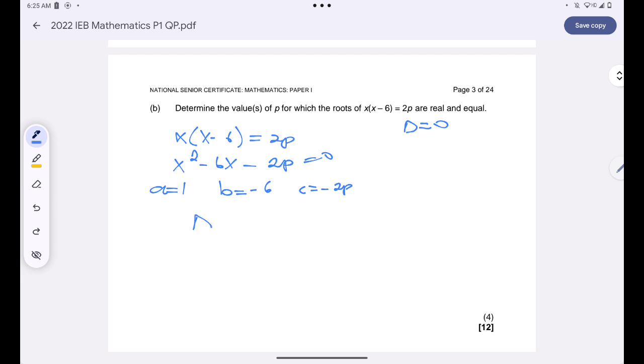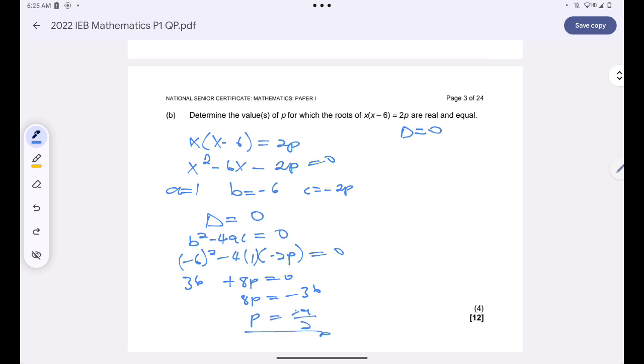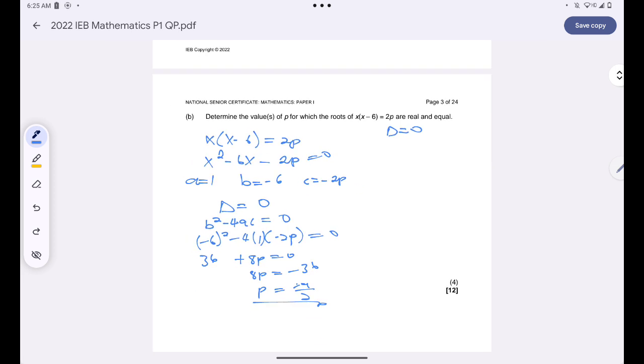Remember that the roots are real and equal. It simply means that delta is equal to 0, right? But delta is equal to b squared minus 4ac. I just need to substitute the values of b, a and c. Are we together? So this will give me 36 plus 8p is equal to 0. Then 8p is equal to negative 36. I'll divide both sides by 8. I'll simply get negative 9 over 2. So p is just negative 9 over 2. That's how, guys, you should have tackled the question.